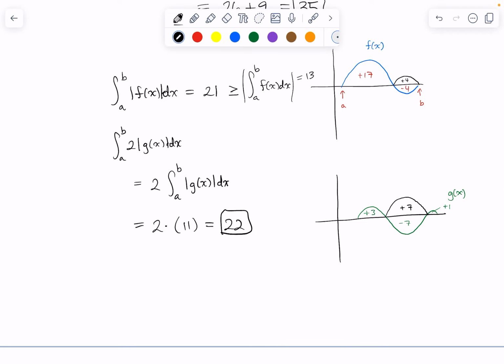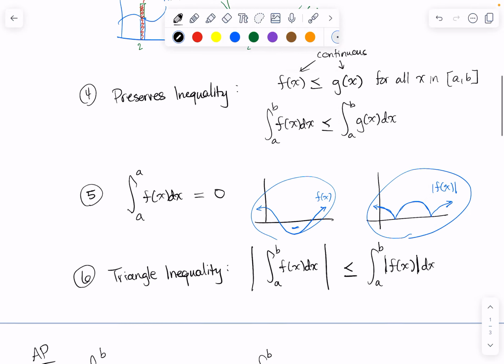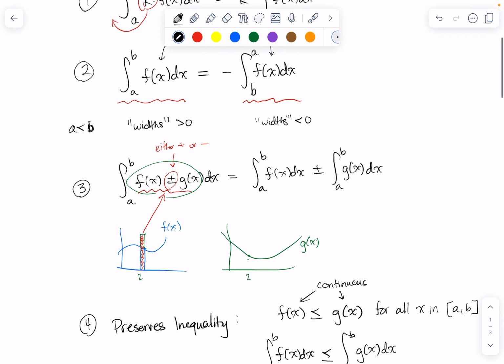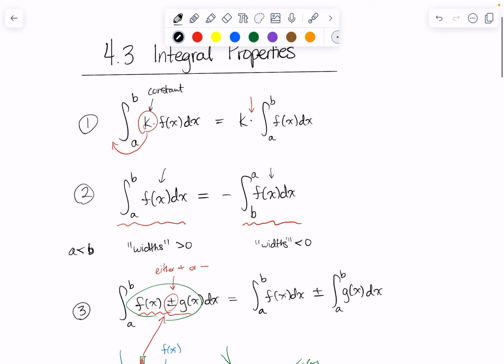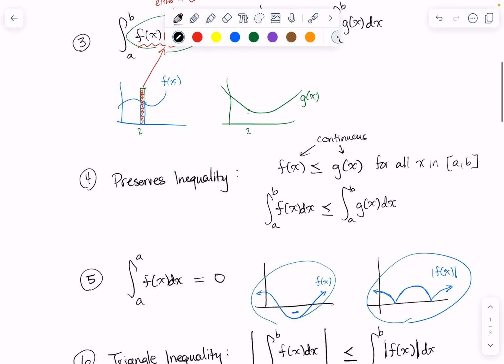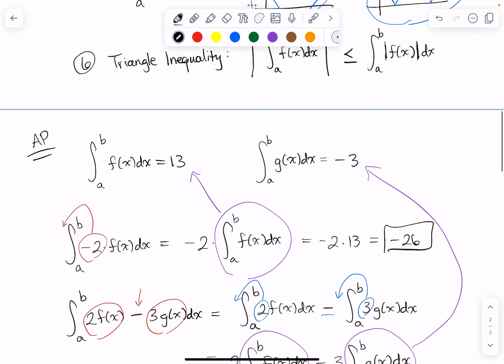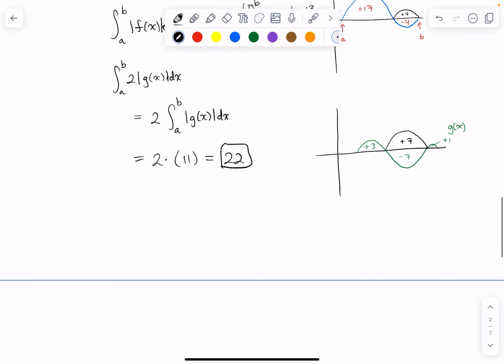Nice. So that's just something to be aware of, because these are the kind of tricks that the AP likes to pull. So you've got to make sure that you know these properties, right? They're not going to be given to you. You don't get a reference sheet for the AP test, right? But you do need to be aware of these properties, because they can ask questions where you have to use them. There's no other way.